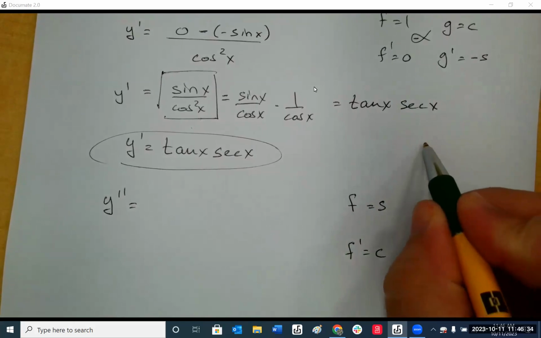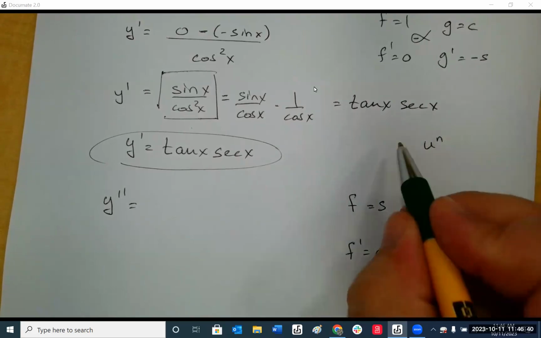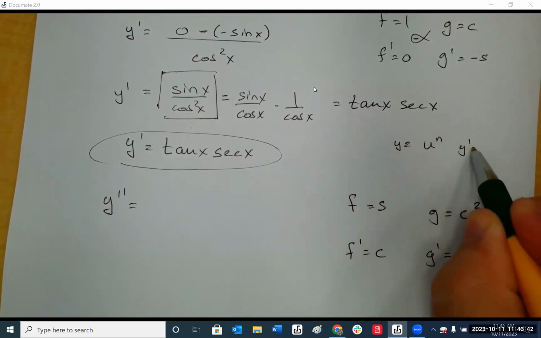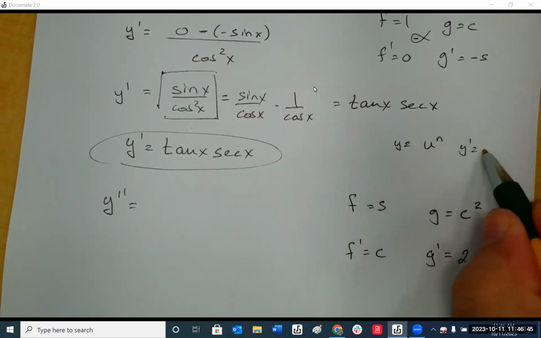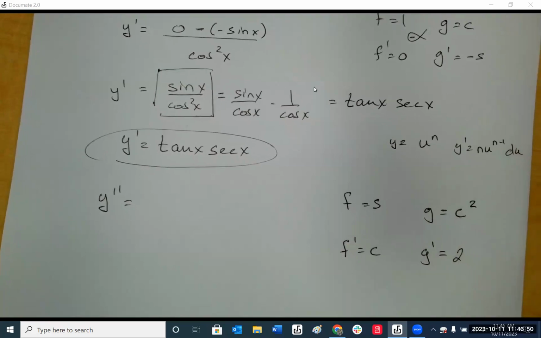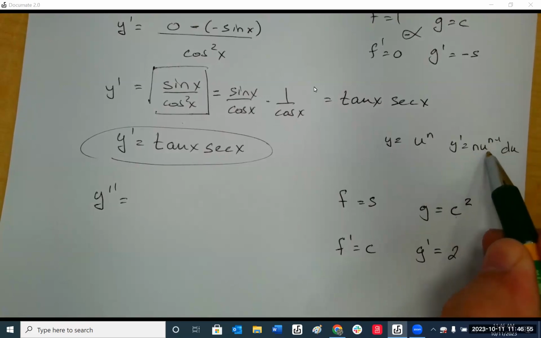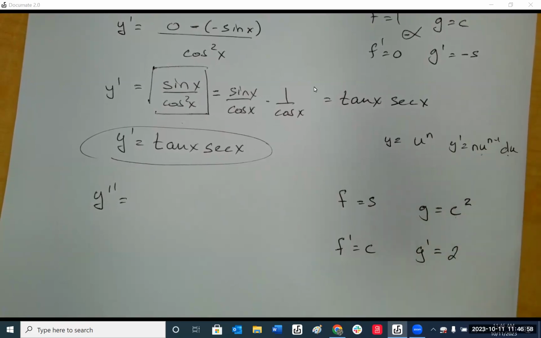What we have here is u to the power n. This is our function. The derivative of this function is n u to the n minus 1 du. So we take the derivative of the outside, leave the inside alone, times the derivative of the inside, which is negative sine. So it becomes negative 2 cosine sine.